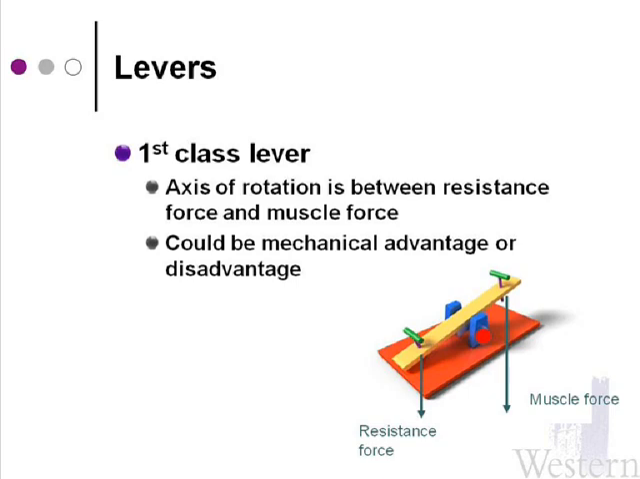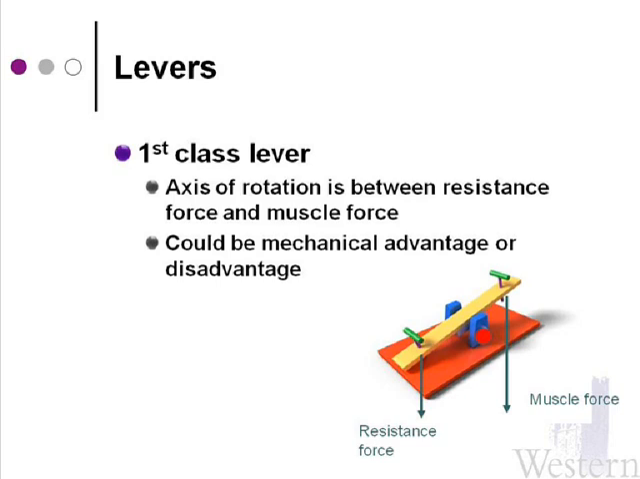Anyway, let's now turn our attention to levers. There are three classes of levers that we traditionally refer to in biomechanics. Those are first, second, and third. A first-class lever is one in which the axis of rotation falls between the muscle force and the resistance force. In order to maintain an equilibrium here, both forces must be acting in the same direction, such as they are in the example of the seesaw we see.